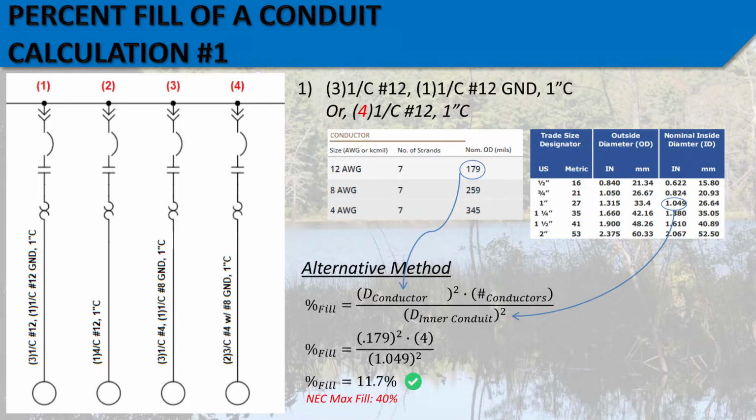Now, if you recall, we had determined a simplified version of the percent fill formula. So we're basically able to calculate the percent fill in one step. As you can see, all you need is the diameter of the conductor, the quantity of the conductors, and the inner diameter of the conduit. And with those items, you come to the same conclusion.